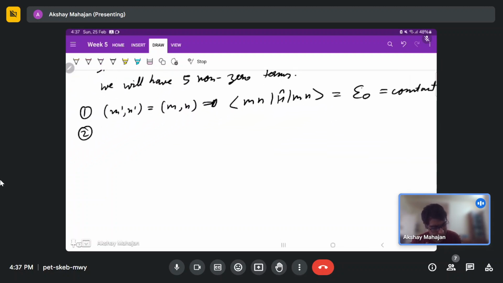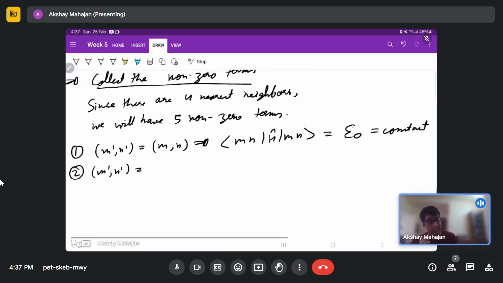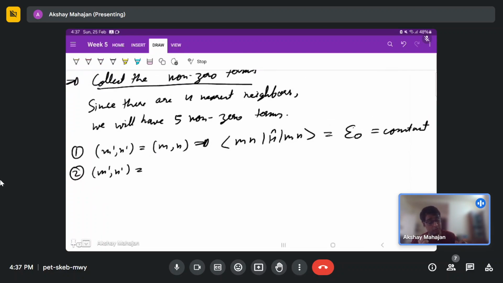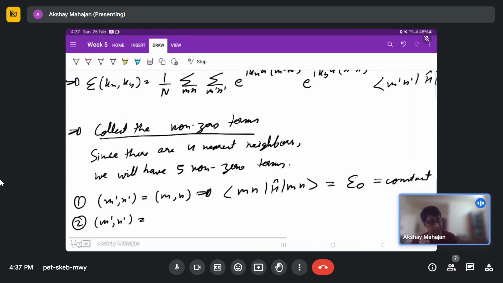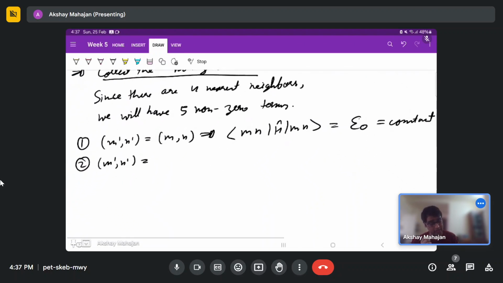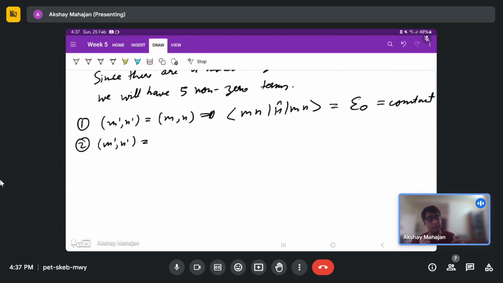Most of the time we even take it as 0. That's your choice. Now, if we have 4 nearest neighbors, one term from this summation will be the site energy, when n' is equal to m n, and the next 4 terms will be from the nearest neighbors. For the nearest neighbor, one case will be when n' is m plus 1, comma n.